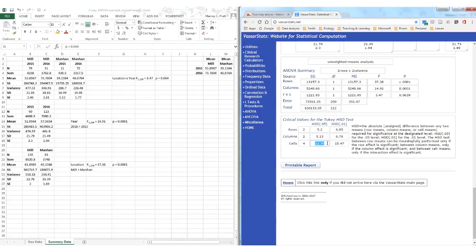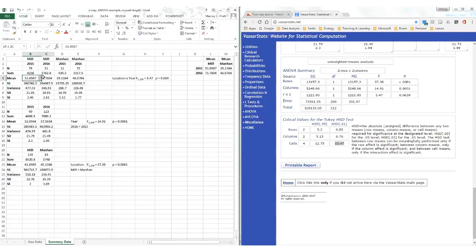So if the difference between your two means is actually greater than this, then you know it's at least significant at the 0.05 level. And this also shows the 0.01 level. So if it's greater than 15.47, then you know that it's more significant than a 0.01 level. So let's just give an example of how that would look.